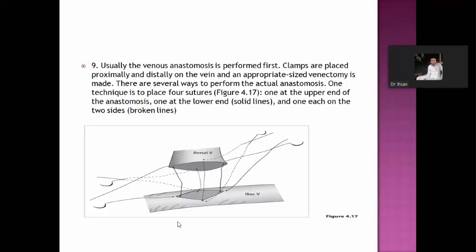The ninth step is usually the venous anastomosis is performed first. Clamps are placed proximally and distally on the vein and an appropriate size venotomy is made. There are several ways to perform the actual anastomosis. One technique is to place 4 sutures, as you can see in this picture, one at the upper end of the anastomosis, one at the lower end, and one each on the 2 sides, as you can see in this picture.